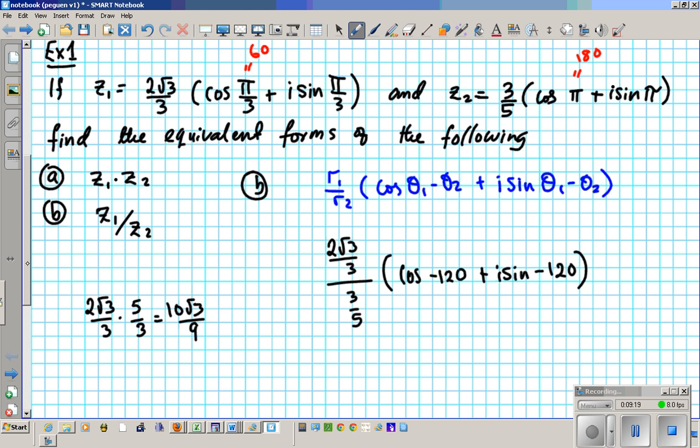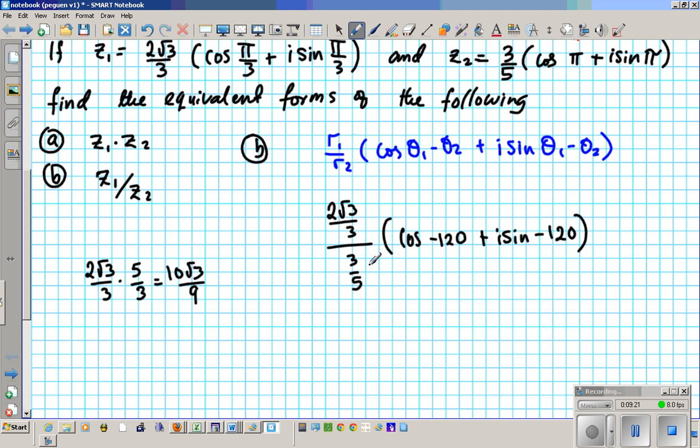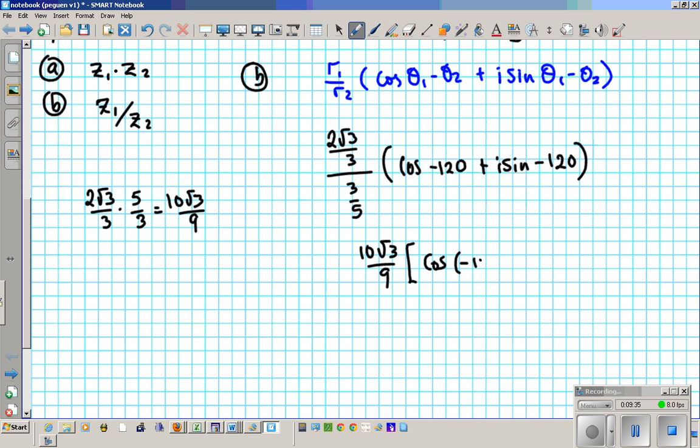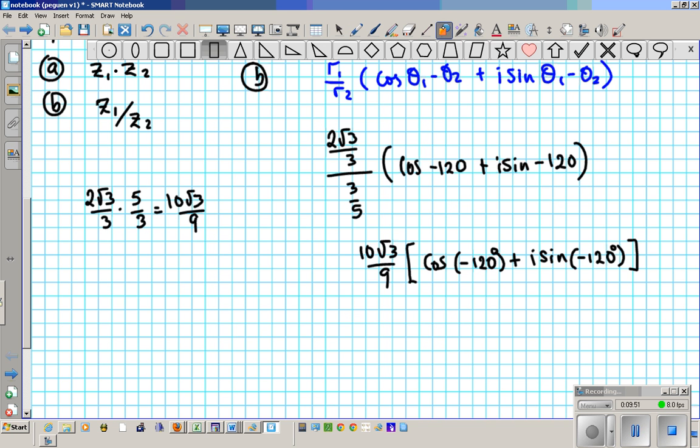Alright, so there goes the quotient of these two absolute values, the radii. Okay, so we're going to have 10 root 3 over 9 cosine negative 120 plus i sine negative 120. This gives us the answer in polar form. Okay, so there goes your answer in polar form.